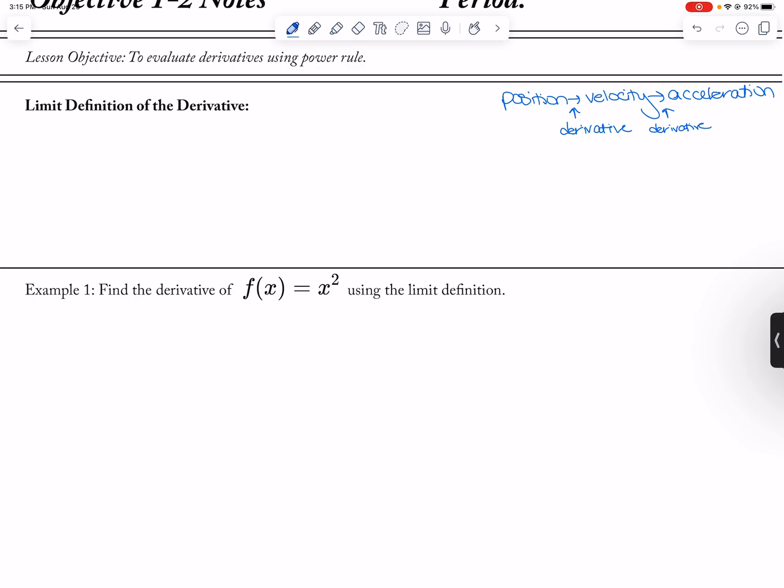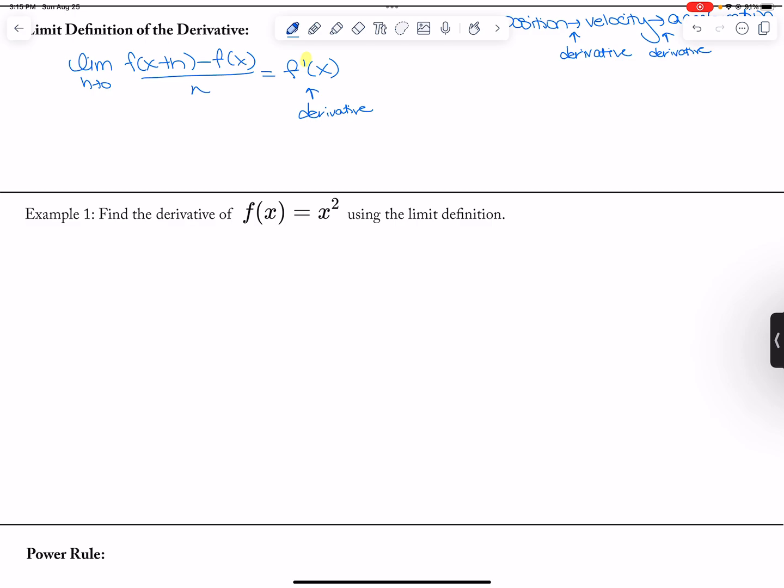Okay, so limit definition of the derivative. So limit as h approaches 0 of f of x plus h minus f of x all over h. And this is equal to what we call f prime of x, which is the derivative. The little thing here is like an apostrophe. We call that prime.